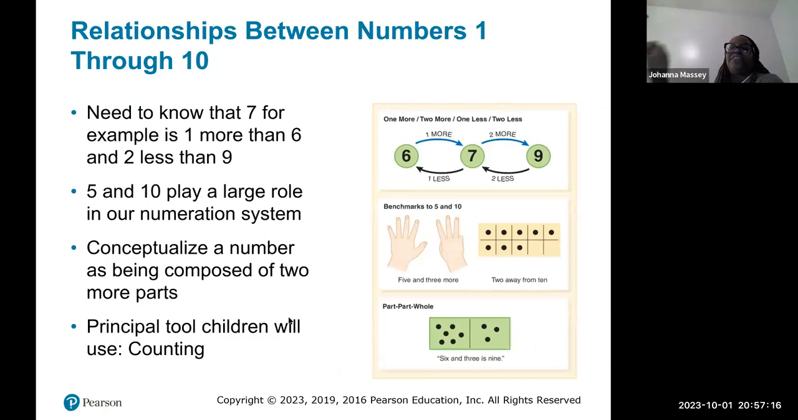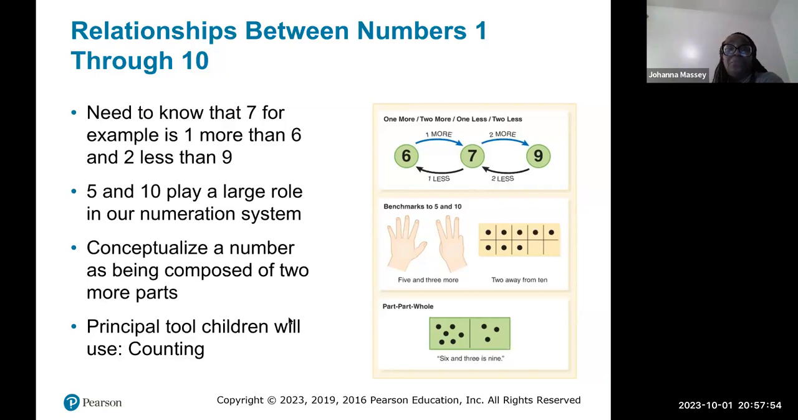Knowing the relationship of 7 as 7 is 1 more than 6, but it's also less than 9, 2 less than 9. You see that they talk about nesting in those numbers, one nested in the other. So 7 is kind of less nested into 6, but 9 is nested into 7. See that? Then we have 5 and 10 play a large role in the numeration system, and we're gonna figure out why. There's a reason why we use 10 frames and 5 frames.